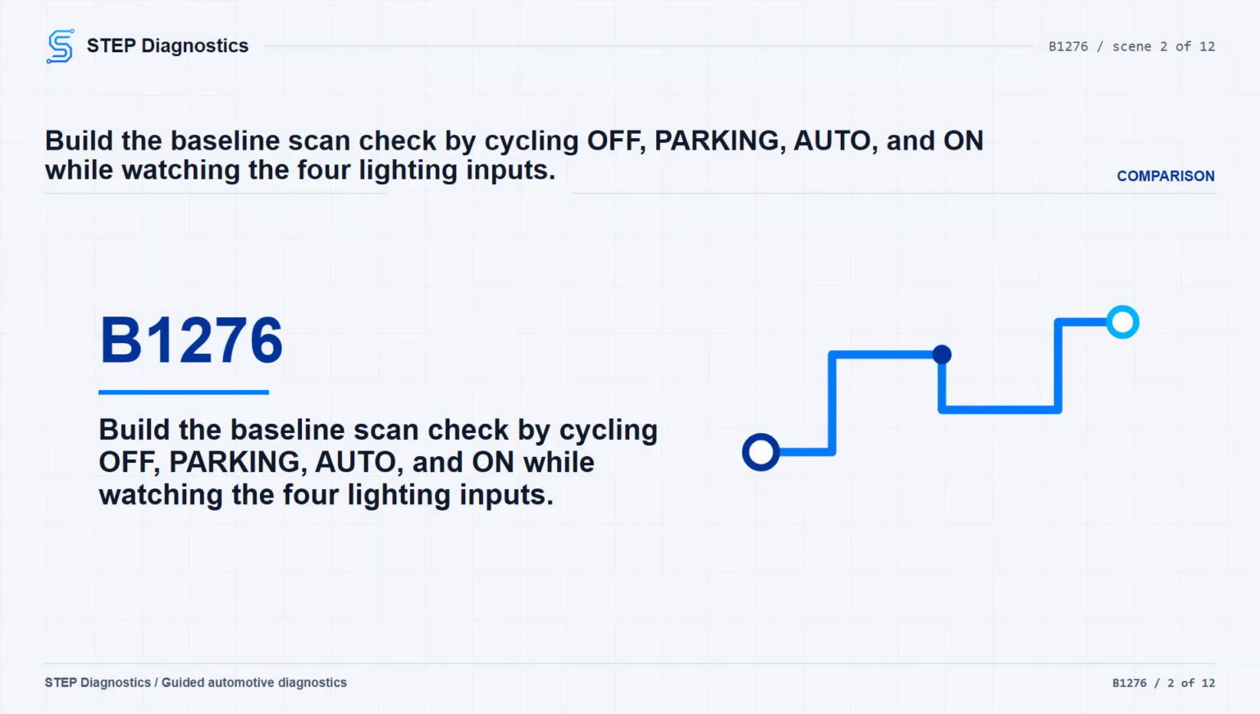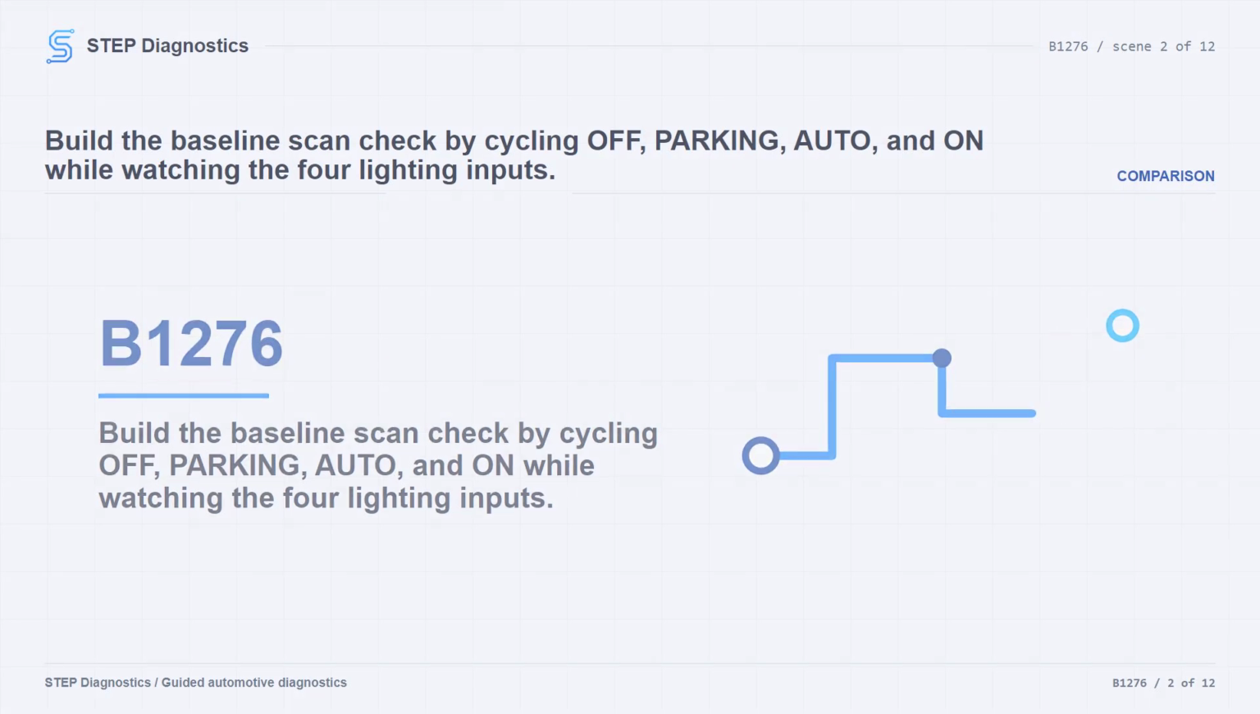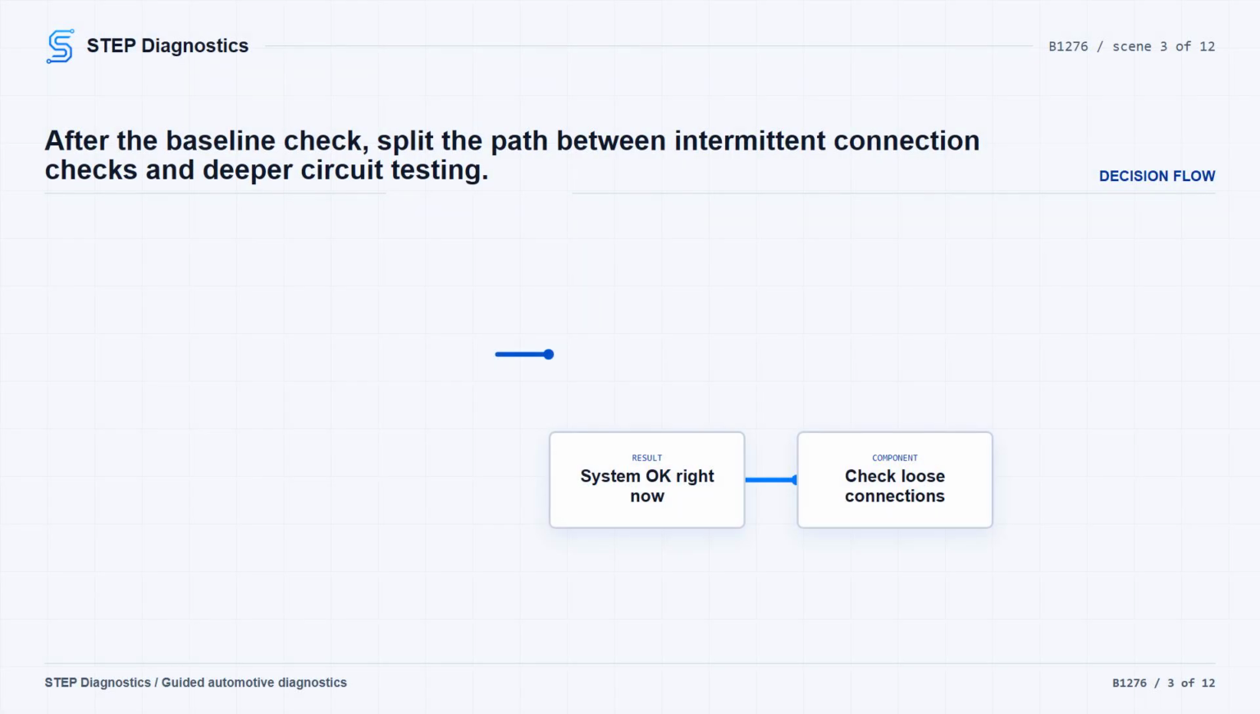Start in the lighting data list and watch the combination light switch inputs while moving the switch through OFF, parking, auto, and on, headlight. With the switch OFF, headlight switch OFF should read on, and parking, auto, and headlight should read OFF. In parking, OFF should read OFF, parking should read on, auto should read OFF, and headlight should read OFF. In auto, all four listed inputs should read OFF. In on, headlight, OFF should read OFF, parking should read on, auto should read OFF, and headlight should read on.